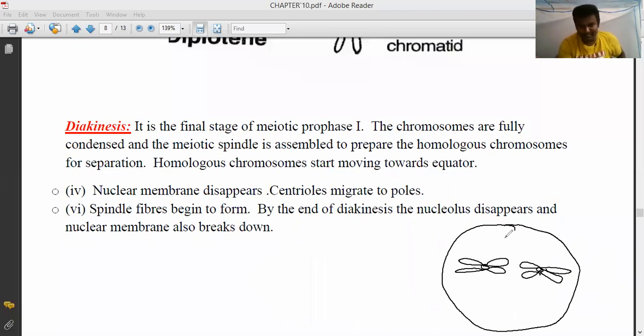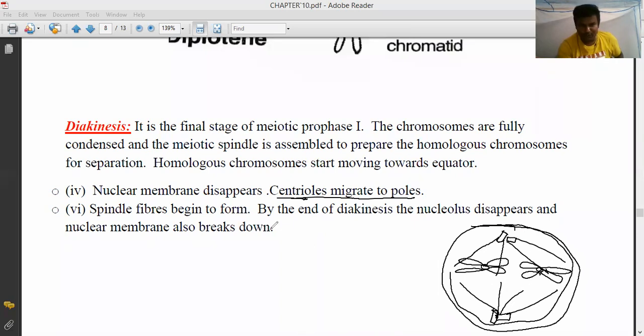The nuclear membrane disappears. Around the chromosomes, whatever nuclear membrane is there, disappears. Centrioles migrate to opposite poles. Spindle fibers begin to form from them. By the end of diakinesis, the nucleolus disappears. Inside the nucleus, the nucleolus will be there. That nucleolus disappears, and the nuclear membrane is completely broken down.